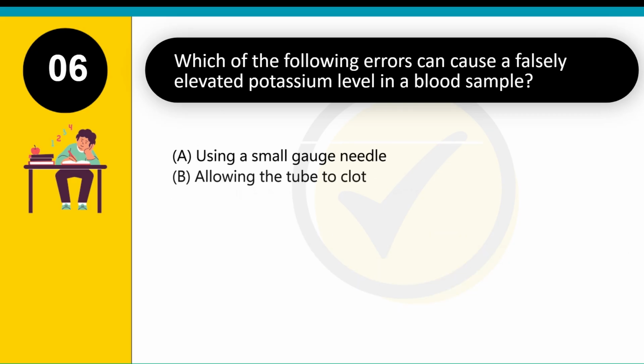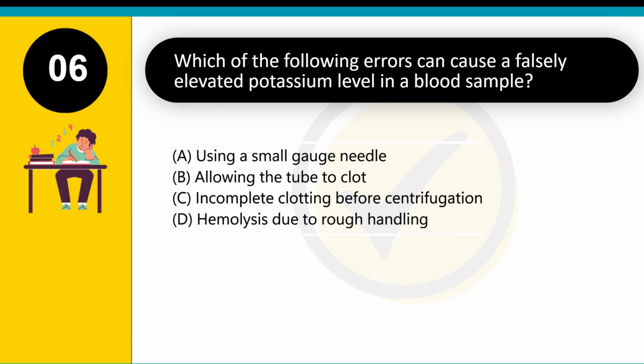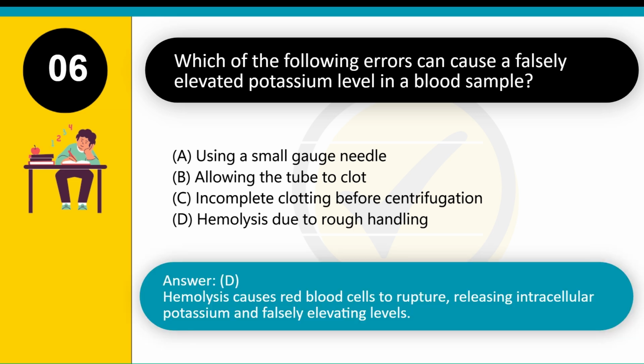Which of the following errors can cause a falsely elevated potassium level in a blood sample? A. Using a small gauge needle. B. Allowing the tube to clot. C. Incomplete clotting before centrifugation. D. Hemolysis due to rough handling. Answer D. Hemolysis causes red blood cells to rupture, releasing intracellular potassium and falsely elevating levels.